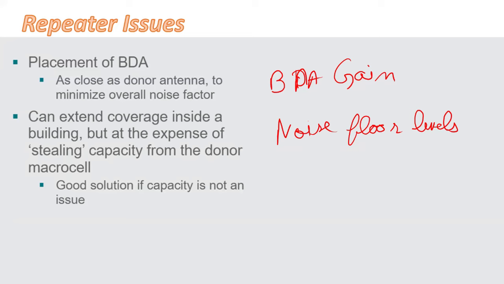And as I said earlier, a repeater can extend coverage inside the building, but at the expense of stealing capacity from the donor macro cell. So it's a good solution when you want to improve your coverage, but it's not a good solution if you want to improve your capacity as well. So for capacity, it is not a good solution.